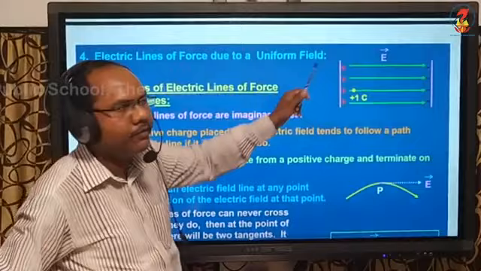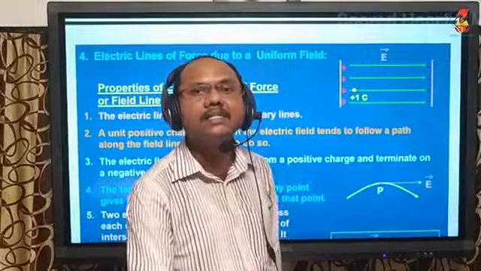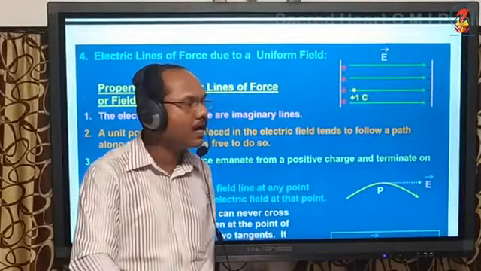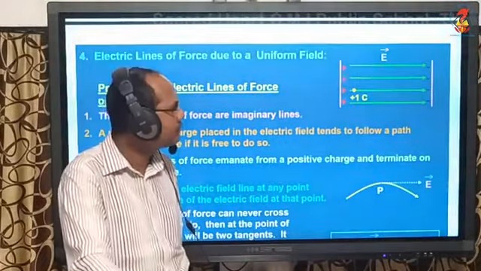Now look at the fifth figure. In this figure you can see green lines, green parallel equally spaced lines. That shows uniform electric field. So if the electric field is uniform, the electric field lines are uniformly spaced parallel lines.